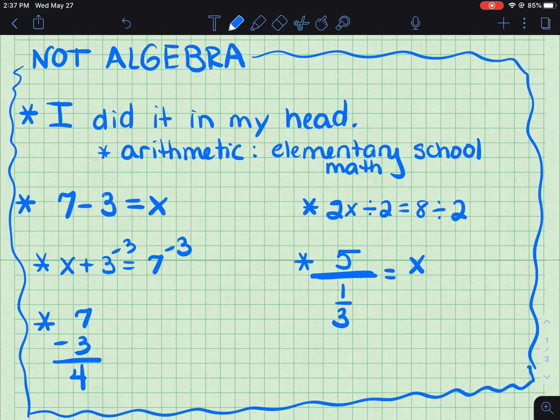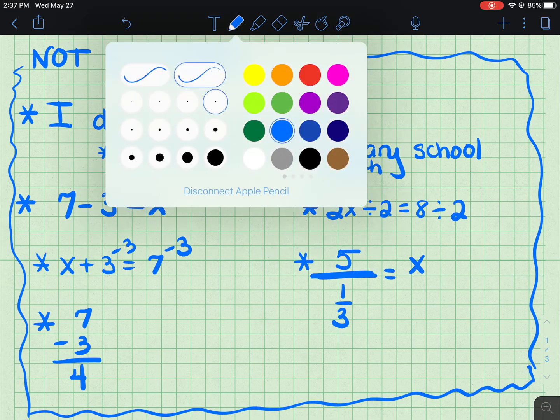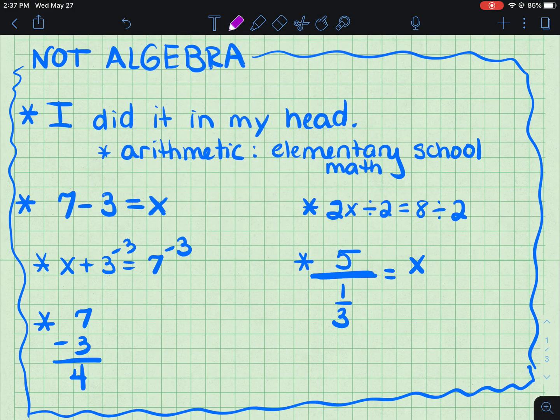So any of these things, if you did them, you need to go back and fix them, because you did wonderful elementary work, but that's not what I want. And I don't want to hear I did it in my head. I don't care. I want to know that you can do the process, okay?